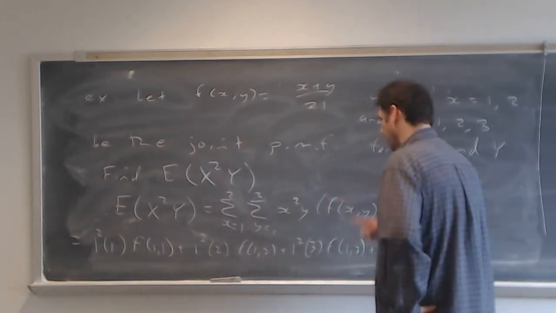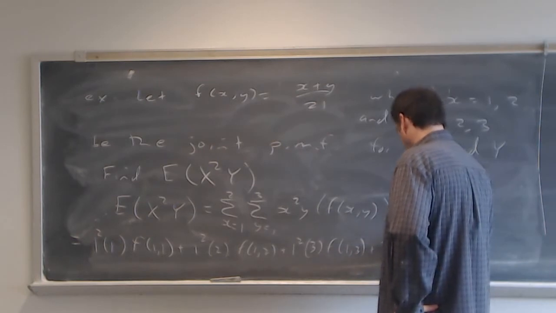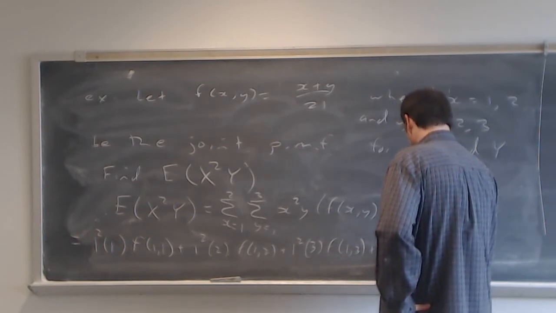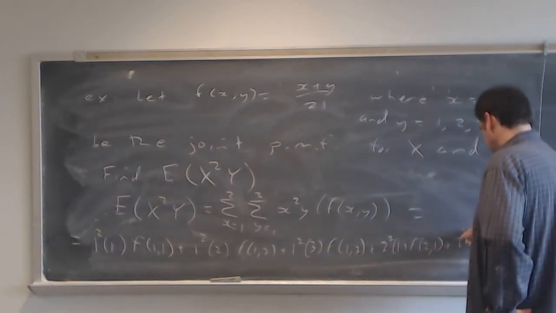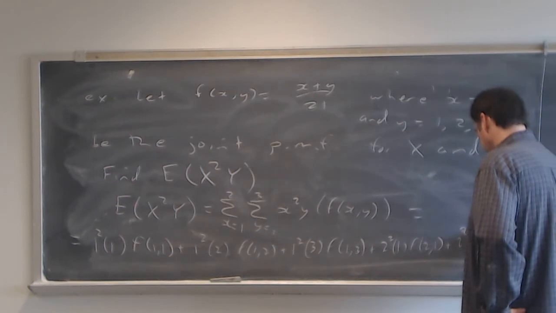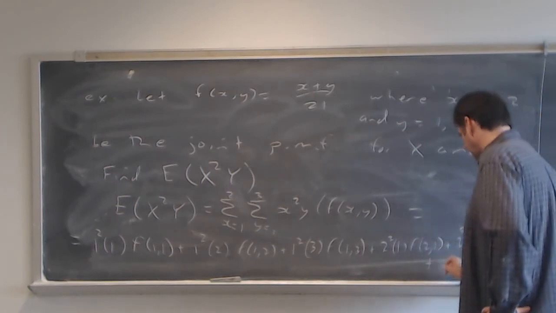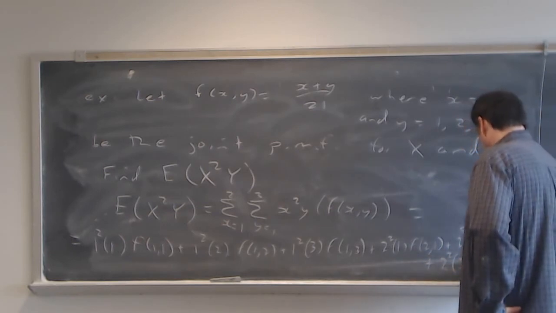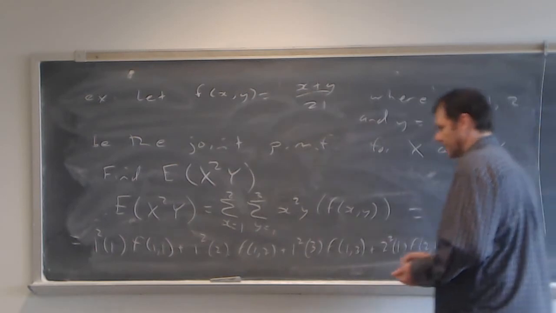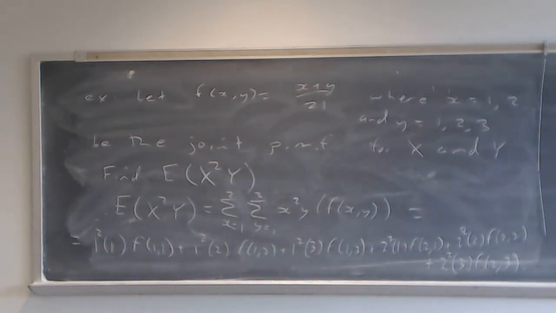Plus, I've got a little bit more, now x is 2. So it's going to be 2 squared times 1 times f(2, 1), plus 2 squared times 2 times f(2, 2), plus 2 squared times 3 times f(2, 3). Okay, so now we need to put in numerical values for the joint PMF and make the computation.